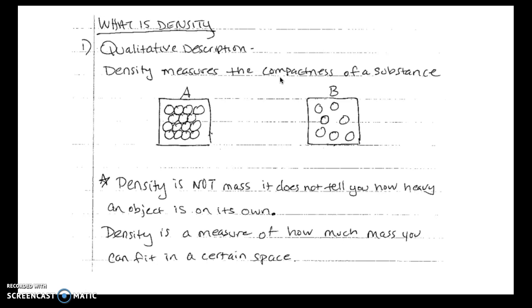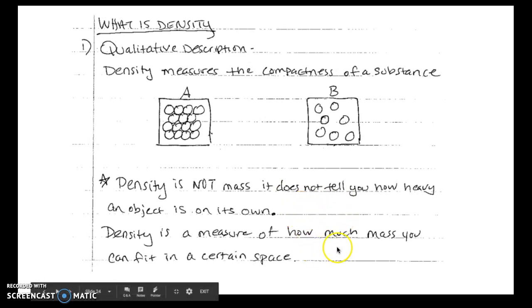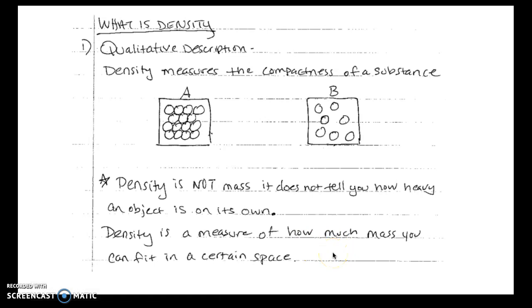We talked about this already. The qualitative description of density is that density measures the compactness of a substance, and we have two different substances, A and B. Density is not mass. It does not tell you how heavy an object is on its own. Density is a measure of how much mass you can fit in a certain space. So more compact things, you can fit more mass in. If you need more time to copy the notes down, pause the video, and then we're going to go on to the next note.